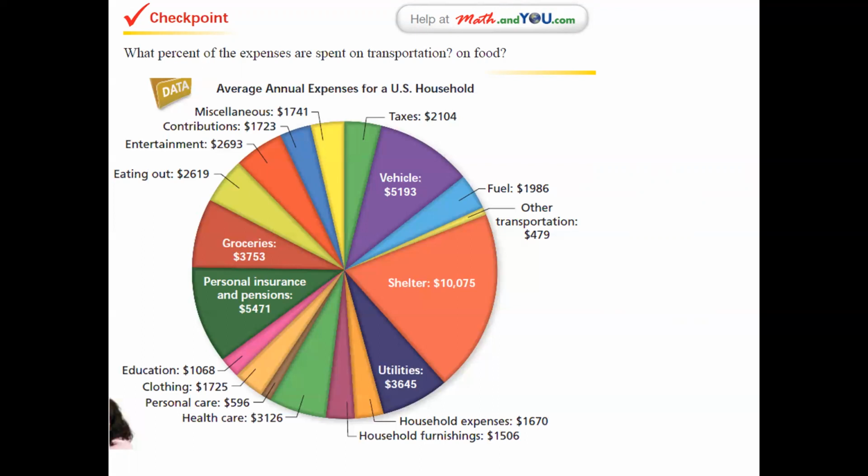So let's take a look at what can possibly be transportation. What pieces of the pie? Can eating out be transportation? No, eating out has nothing to do with transportation. Can education be it?